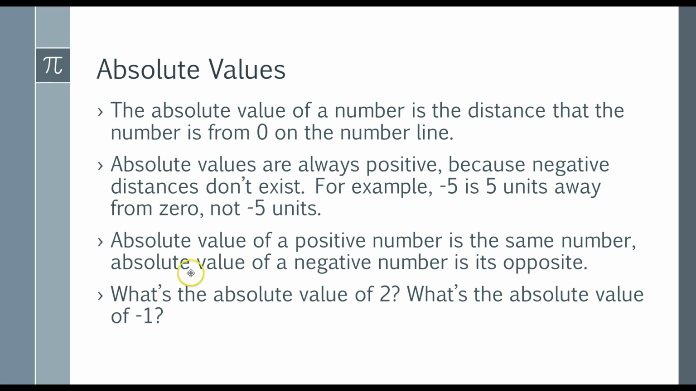So usually when we symbolize taking the absolute value, we draw two vertical lines. So the absolute value of 2 is 2 sandwiched between two vertical lines. And the answer is just 2 because 2 is 2 units away from 0 on the number line. What's the absolute value of negative 1? We draw the two vertical lines again, and the answer is 1. Negative 1 is 1 unit away from 0, but the easiest way to do it is just take the positive version of it. That's it for absolute value.